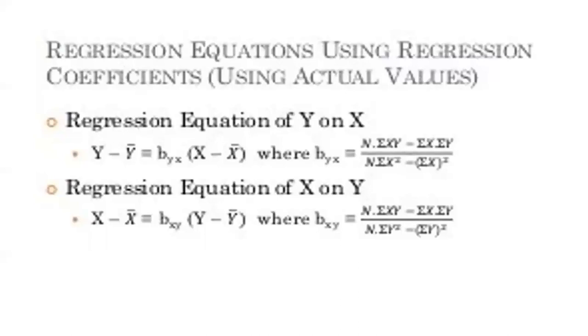Now let's understand the regression equations using the regression coefficients with actual values. This is the regression equation we used to calculate in our MBA, MCom. The regression equation of y on x: y minus y bar is equal to byx times x minus x bar, where byx is equal to n summation xy minus summation x into summation y, whole divided by n summation x square minus summation x whole square.